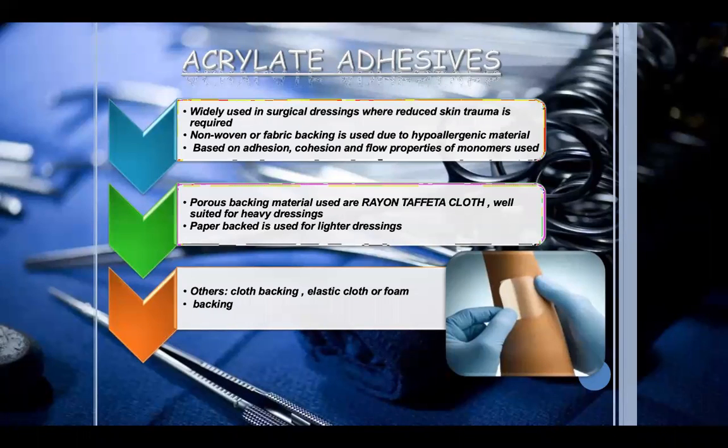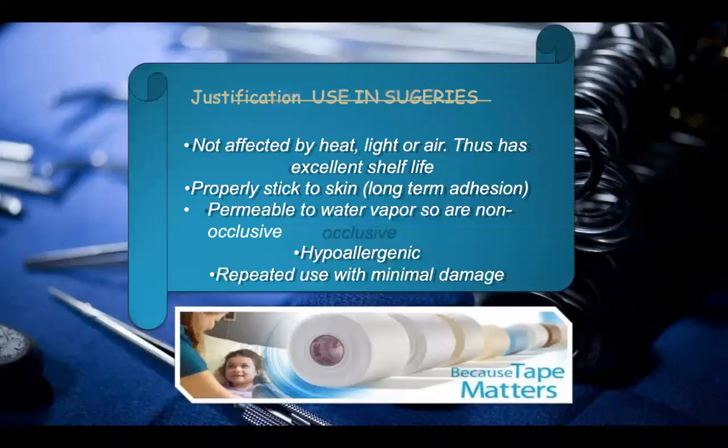They are widely used in surgical dressing, where reduced skin trauma is required. Non-laminar fabric backing is used due to hypoallergenic materials, based on adhesion, cohesion, and flow properties of monomers used. Second is porous backing. Materials used are rayon and taffeta cloth, well suited for heavy dressings; paper backed is used for lighter dressings. Other cloth backing, elastic cloth or foam backing are also used.